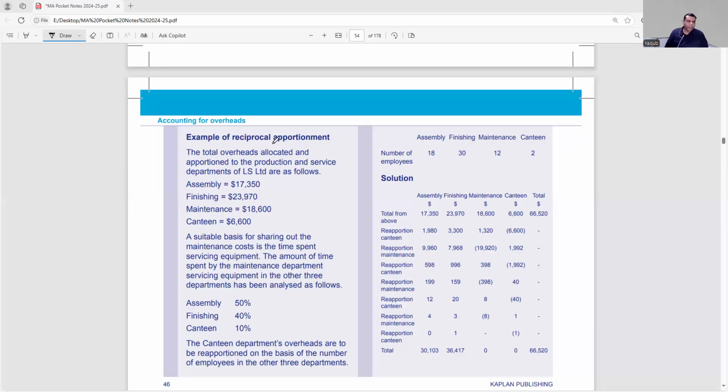Now we have an example of reciprocal reapportionment. As I told you, reciprocal reapportionment is important among all. The total overheads allocated and apportioned to the production and service departments of LS Limited are as follows. These two are the production departments, and these two, maintenance and canteen, are called support departments.